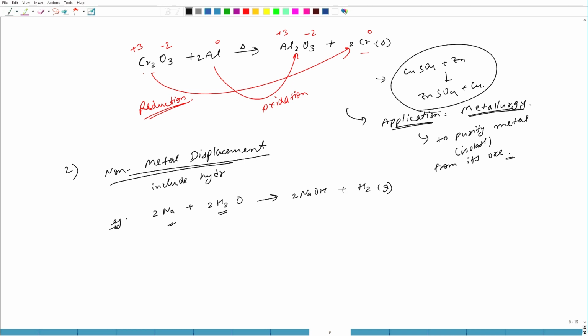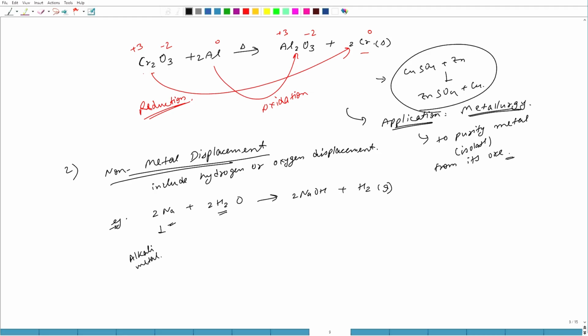Generally, the non-metal displacements are either oxygen displacement or hydrogen displacement. Now, these alkali metals, we know this is an alkali metal. An alkali metal readily reacts with water to form its alkali hydroxide, and alkali hydroxides we know are basic in nature: NaOH, KOH, cesium hydroxide, these all are basic in nature. So, all the group 1 alkali metals readily react with water to form the alkali hydroxides.